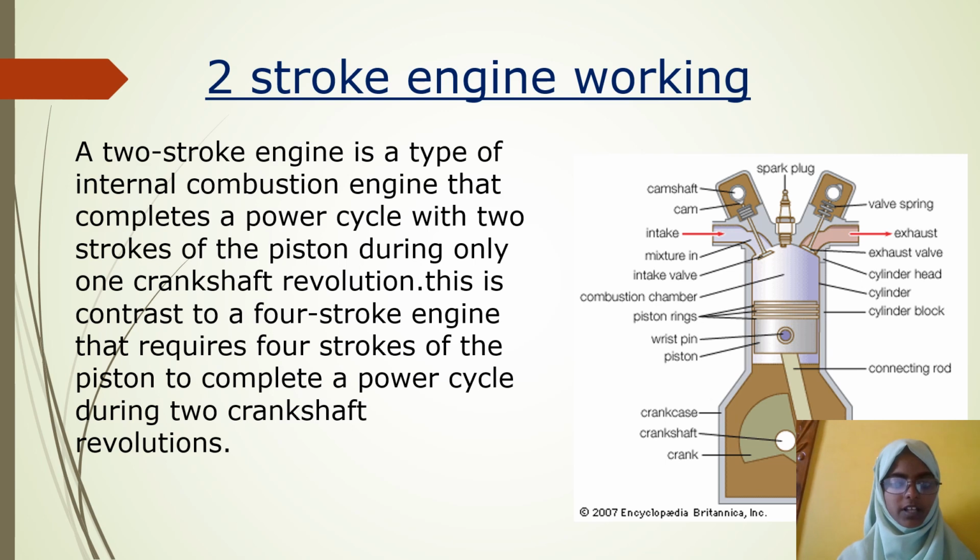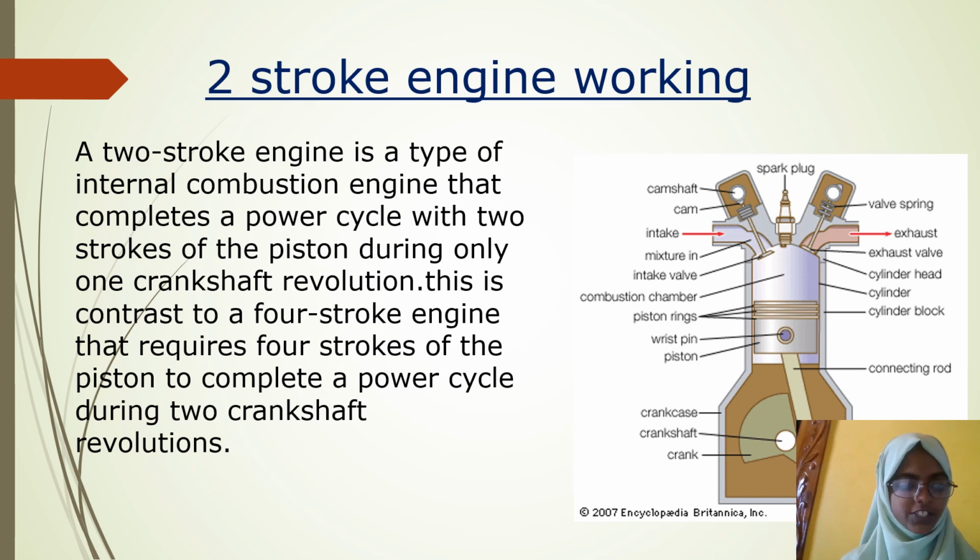By the diagram, we know that a two-stroke engine is a type of internal combustion engine that completes a power cycle within two strokes of the piston during only one crankshaft revolution. This is in contrast to a four-stroke engine that requires four strokes of the piston to complete a power cycle during two crankshaft revolutions.